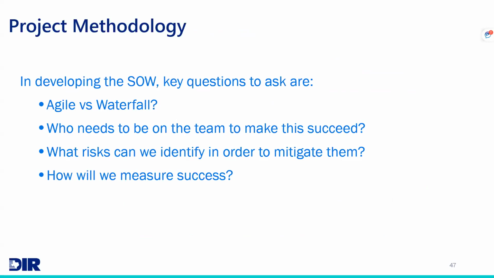When you're developing a statement of work, a couple of key questions to ask are: is this going to be agile or waterfall? I'll talk about those in a minute. Who needs to be on the team to make this project succeed? Who do we need to have involved? And what are the roles and responsibilities of those people going to be? What risks do we need to identify in order to have mitigation plans in place for those risks? And then how are we going to measure the success of this project?